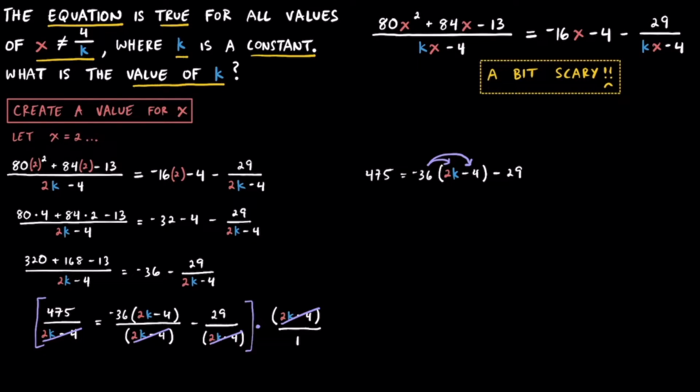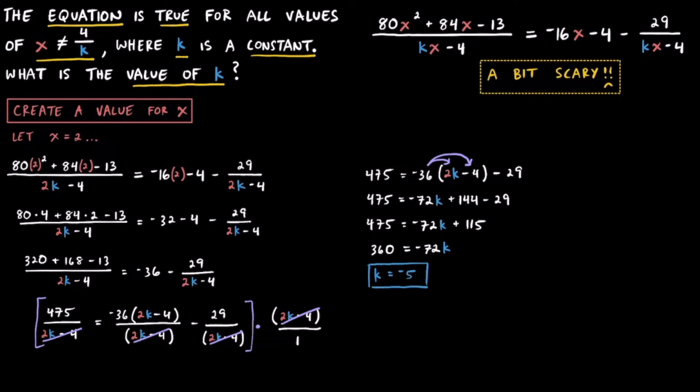Distributing this negative 36, we're going to get 475 is equal to negative 72k plus 144 minus 29. Combining like terms on the right side, we'll get 475 is equal to negative 72k plus 115. And subtracting 115 from both sides, we'll get 360 is equal to negative 72k. And dividing both sides by negative 72, we'll find out that k is equal to negative 5.